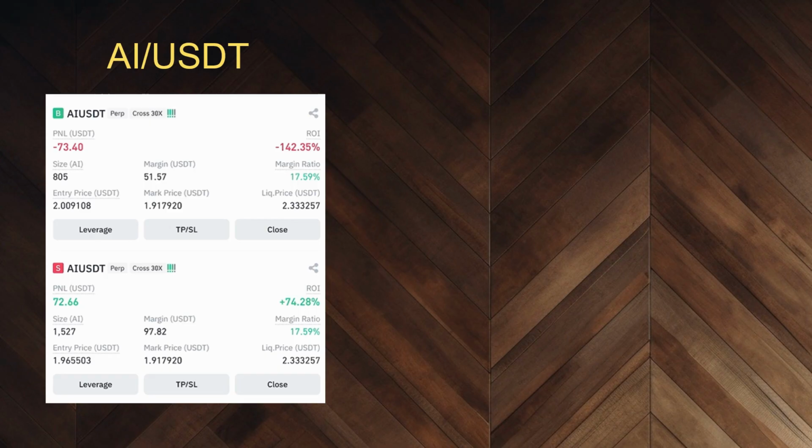Here is an example of when I took a trade and I was on a huge loss of $73.4. If you look at the move here, it was from $2, which was my entry, to 1.91. If you were a new trader, what could you have done? You might have closed this trade and then ended up in a loss.